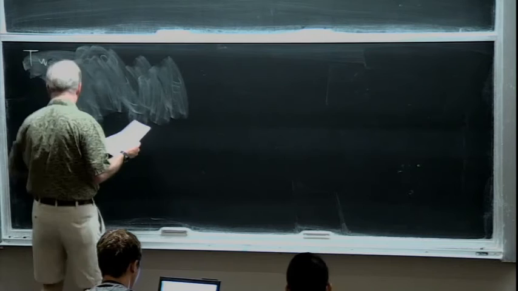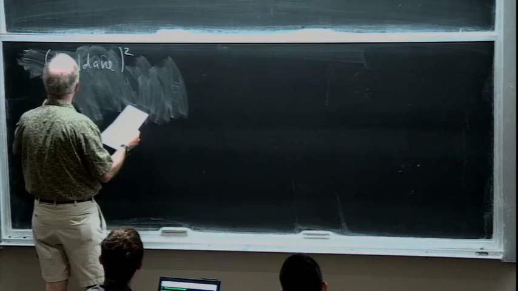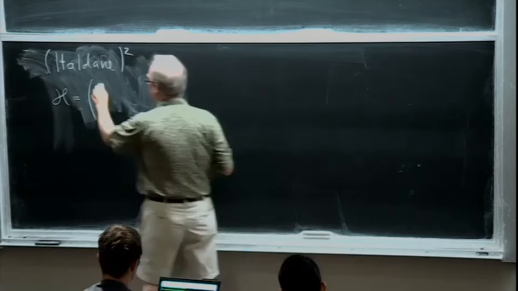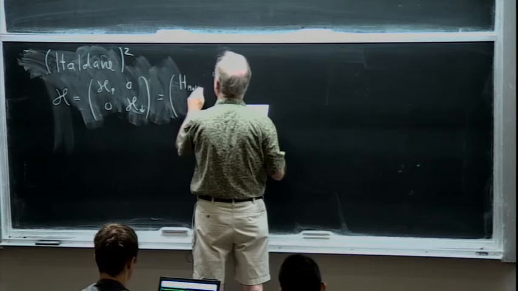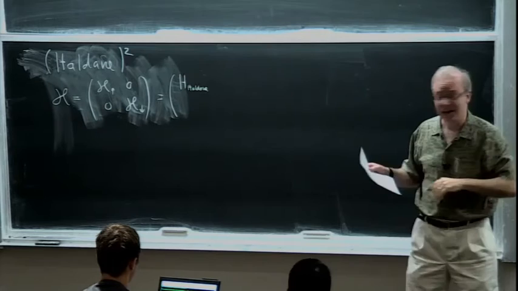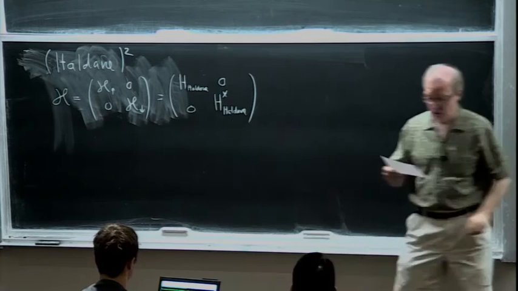So I can write it as Haldane squared. Okay, so I have a Hamiltonian, which if I write it for the up and down spins, it's going to be a Hamiltonian for the up spins and a Hamiltonian for the down spins. And this is just the Haldane model for the up spins with sigma xy equals plus one, say, and then the Haldane model for the down spins is just the time reverse of that. So it'll just look like that. And so once you have that, then you immediately know what's going on.